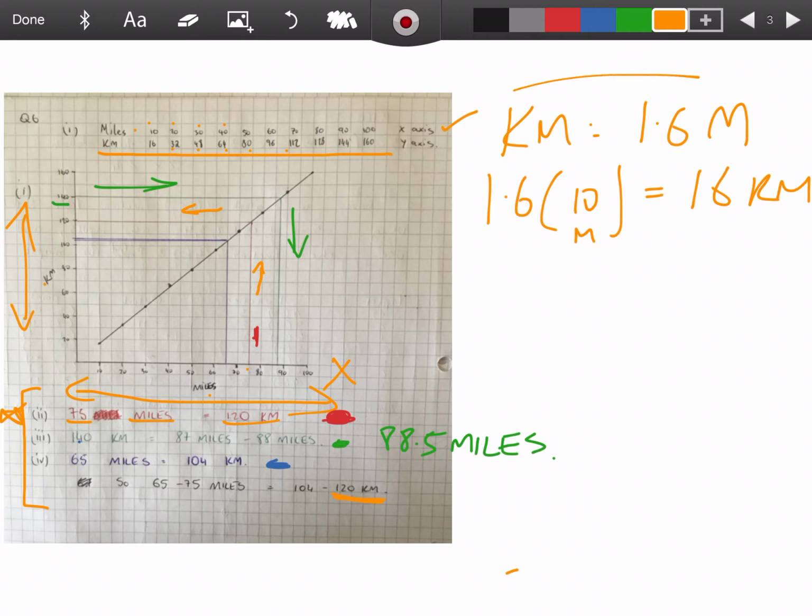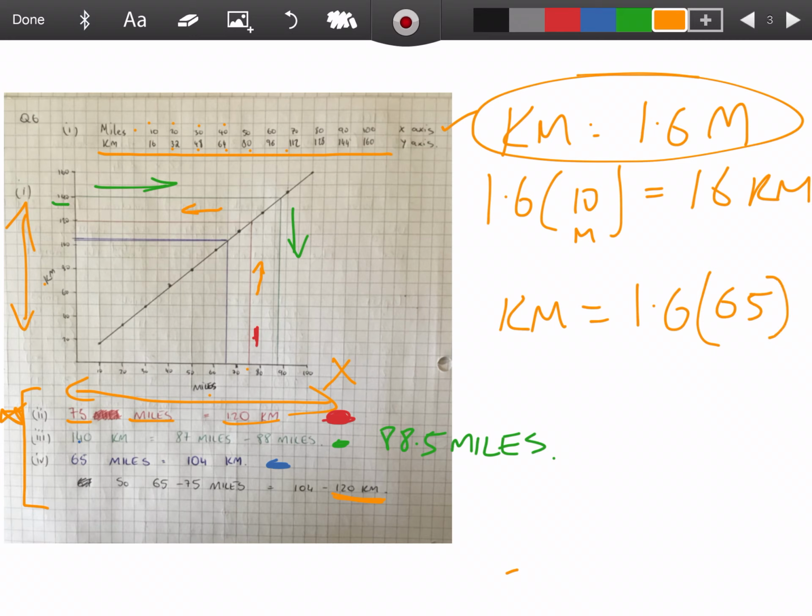You could also use the formula if you really wanted to. You could say kilometers is equal to 1.6 by 65, and you get your answer. Just pop that into my calculator. 1.6 times 65 gives us 104 kilometers. Okay, so you can make sure of that as well. So that's all there is to it. Hopefully it's a bit clearer and makes a bit more sense.